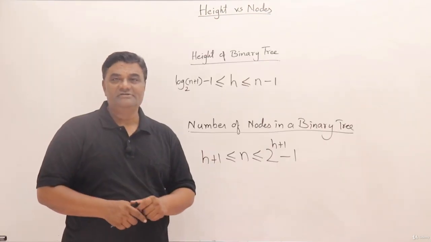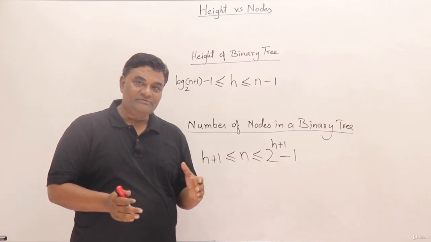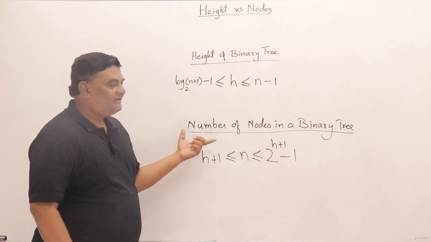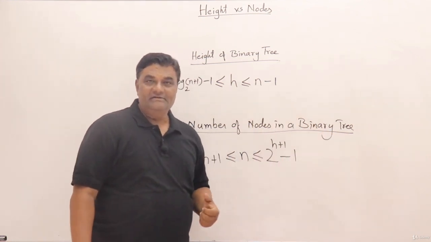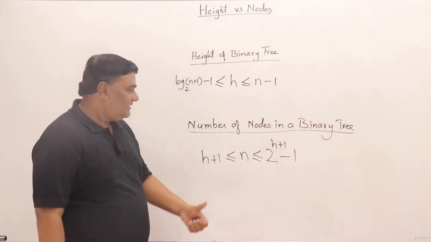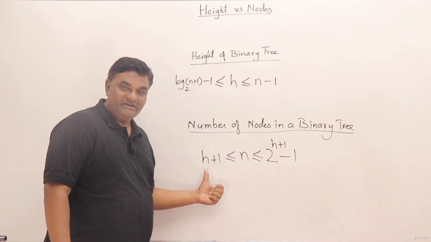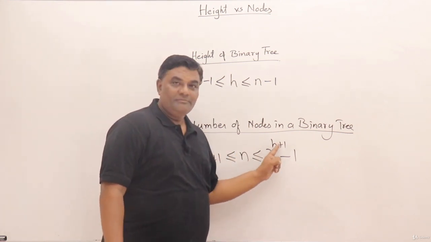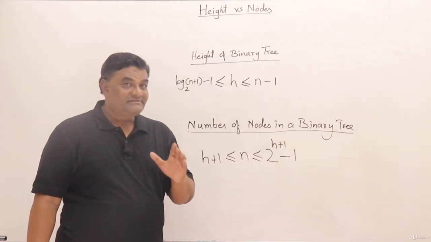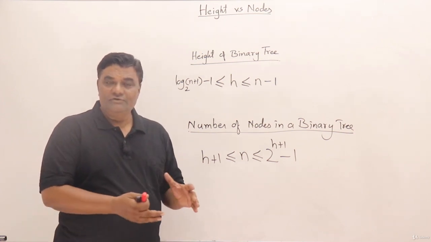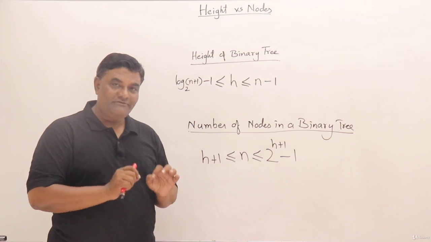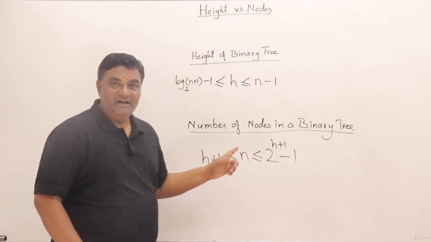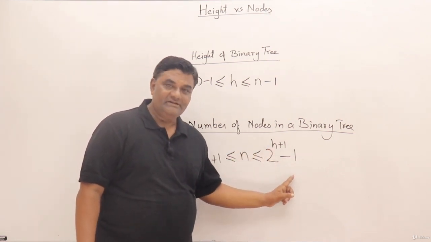Finally, from the observation, we got a range of values. See, the first formula we saw is this one: number of nodes in a binary tree. Minimum h plus 1, maximum 2 power h plus 1, minus 1. This is based on height. If you know the height of a binary tree, then in that binary tree, the minimum number of nodes can be this many and the maximum number of nodes can be this many.